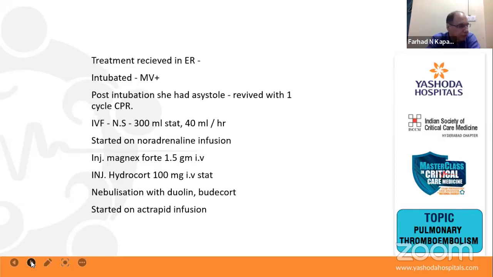Patient was shifted to ICU on noradrenaline 16 ml per hour support. What is 16 ml an hour? That doesn't make any sense to a presenter. How much in how much? 12 mg in 50 ml NS. Okay.